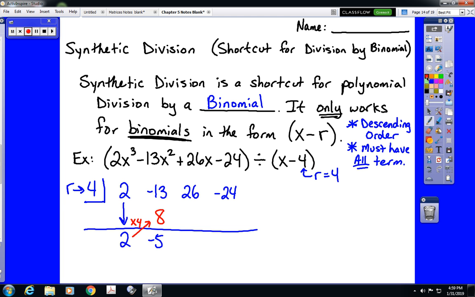We're going to repeat those same exact steps until we run out of numbers. So we're going to multiply negative 5 by 4. Negative 5 times 4 is negative 20. Then we add down. 26 plus negative 20 is 6. Then we're going to multiply 6 by 4, which would be positive 24, and we would add down to finish the problem, which is 0. Now this last number is your remainder, always. But in this case, this would indicate that there is no remainder.